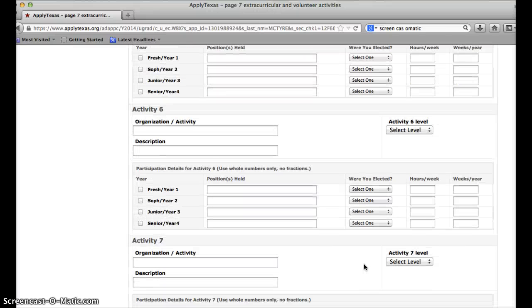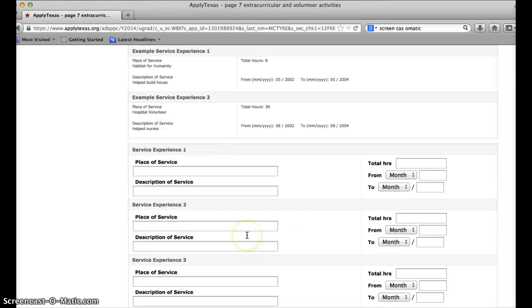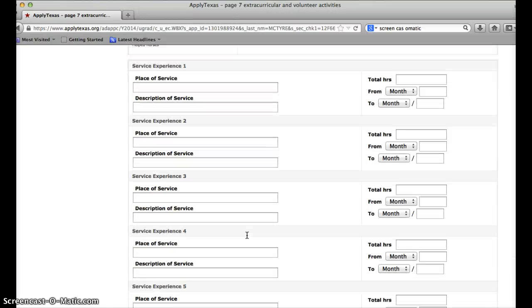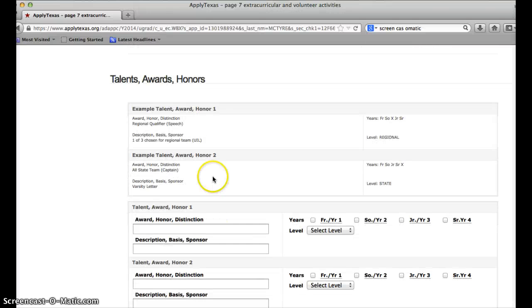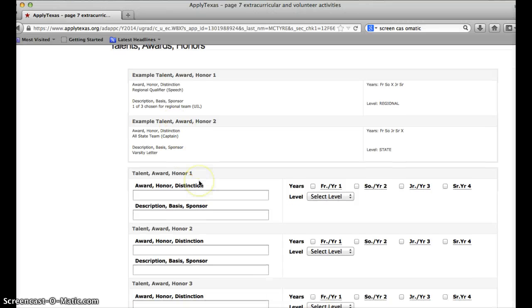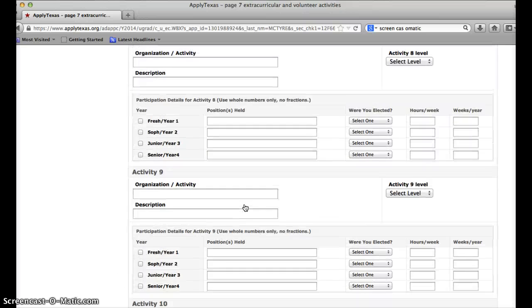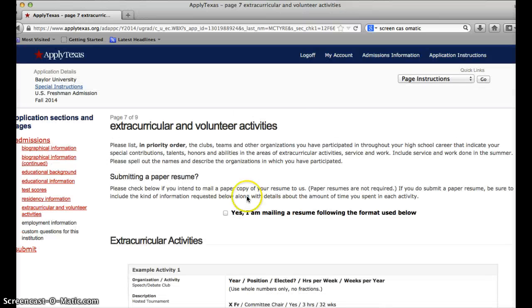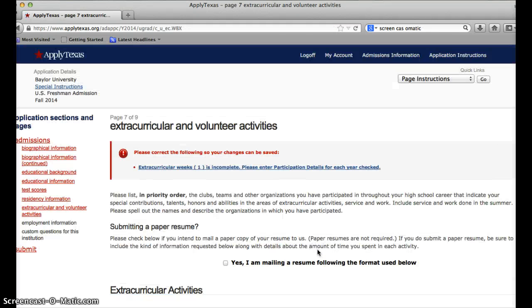For example, football, softball, soccer, extracurricular activities. Community volunteer would include Habitat for Humanity, anything like that. Talents and awards, such as a Superintendent's Award, All-State, Captain, UIL, any of those. And so what you're going to do is go ahead and fill that out. This is what usually takes the seniors most of the time in filling out their ApplyTexas application. So you're going to save changes.